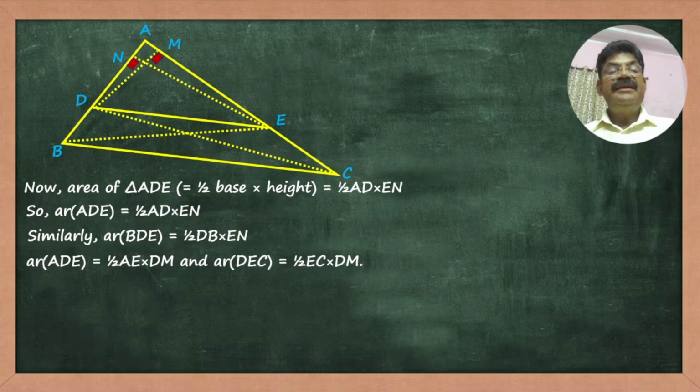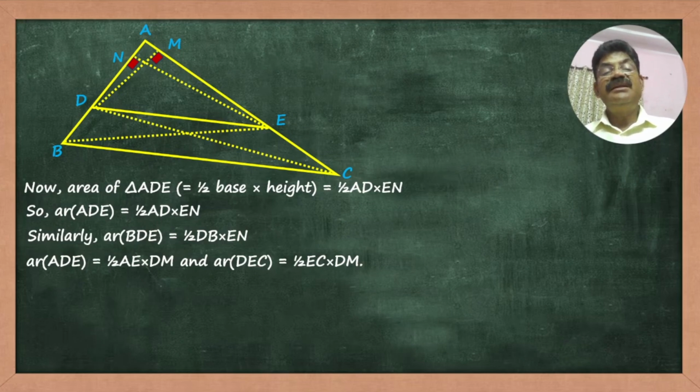Area of ADE is equal to half into AE into DM because AE is the base and DM is the height. And the area of DEC is equal to half into EC into DM because EC is the base and DM is the height. So you have to be careful which triangles are to be considered for finding areas.